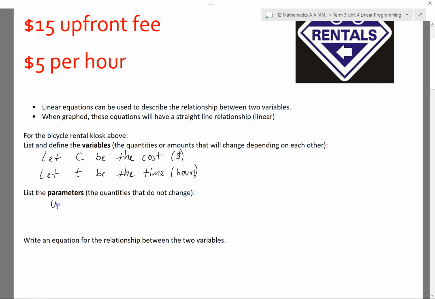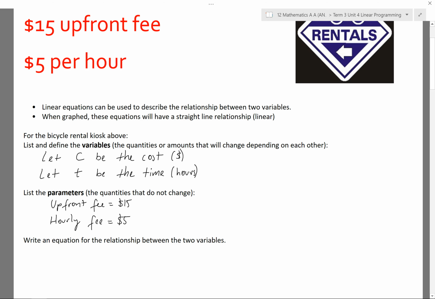So the parameters would be an upfront fee of $15, and the hourly fee of $5. That might seem straightforward for this sort of problem. Later on in the term, you'll be looking at problems where the information will be hidden in a big paragraph, and it might be a little bit more difficult to find the parameters.